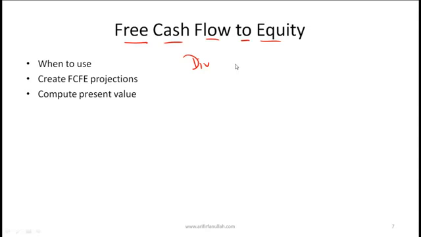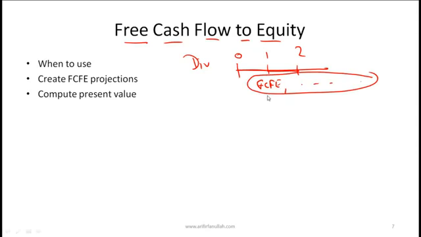In that case, what you need to do is, for a given company, instead of using dividends, you forecast the free cash flow to equity for period 1, free cash flow to equity for period 2, and so on. And then we simply take the present value of the free cash flow to equity. And all the sorts of examples that we just saw with the dividend model can still apply over here.